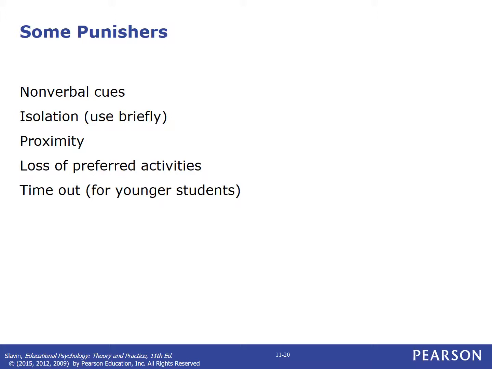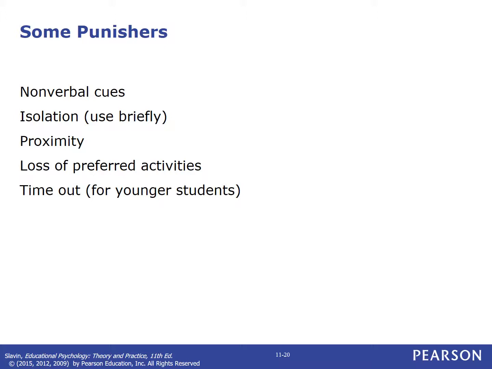Punishers. These are things that are negative, if you recall from your Skinner chapter. These are negative things that decrease misbehavior. So nonverbal cues like the stern look over the glasses, thumbs down, isolating students. And we want to use this briefly, but sometimes you'll walk in the classroom and you'll see a student sitting at a desk apart from the other students. And this might be during a brief period to try to calm that student down.